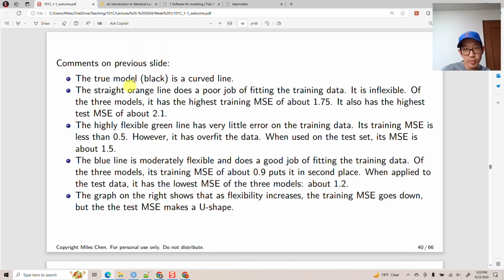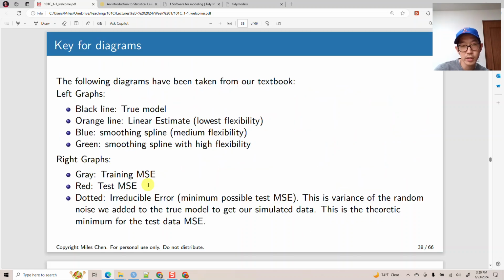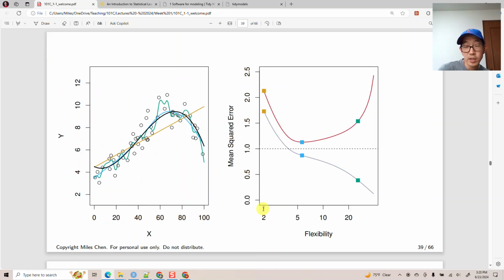Okay. And so that's all of this. So the blue line is moderately flexible, does a good job of fitting the training data, and it has the lowest mean squared error of the three models for the test data. Okay, this dotted line is the minimum possible mean squared error for the test data. This represents the random error that appears around the black line. Okay, and so that is irreducible, and so this is the theoretical lower bound for what the mean squared error can be for test data.